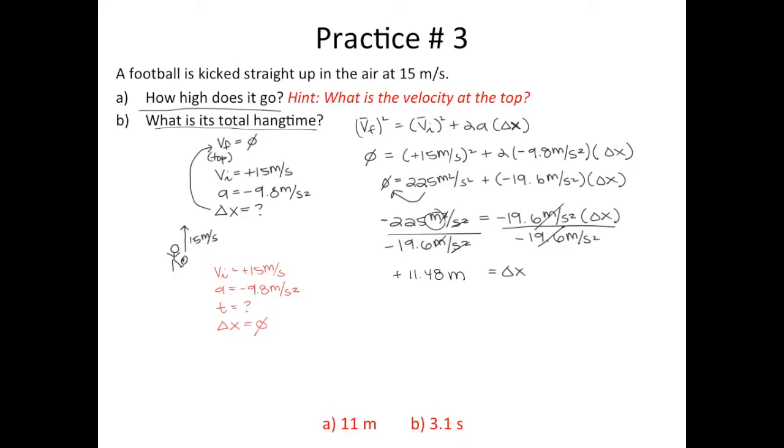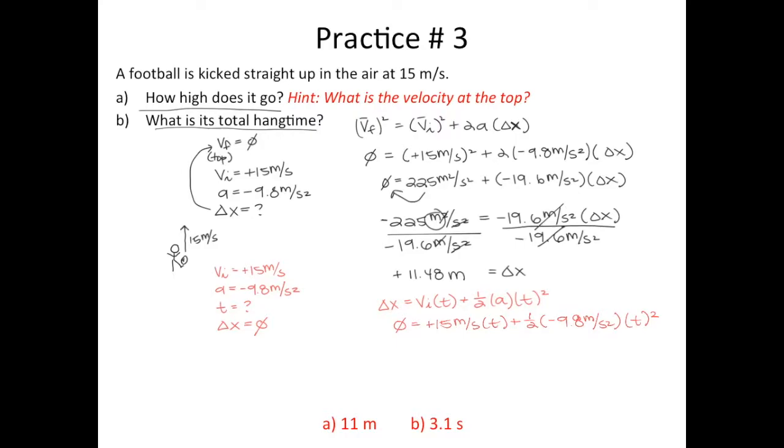So for these variables, we're going to use the equation delta x equals v initial times t plus 1/2 a t squared. Okay. Delta x is 0. V initial is a positive 15 meters per second. We're looking for time, plus 1/2 times negative 9.8 meters per second squared times t squared.